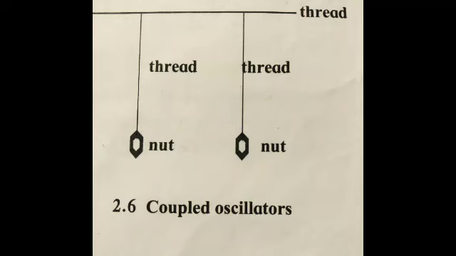Make two pendulums of the same length with the help of thread and two nuts. Tie another thread in the horizontal position. Tie the two pendulums to this horizontal thread in such a way that they will not hit each other while swinging. Now swing one of the pendulums and observe.